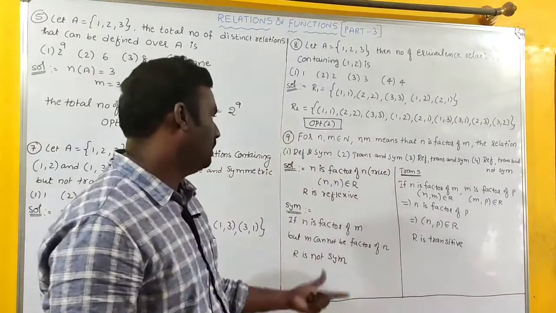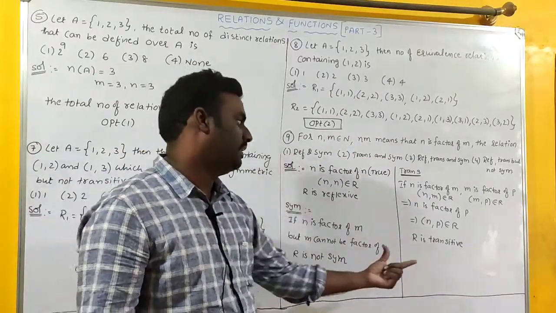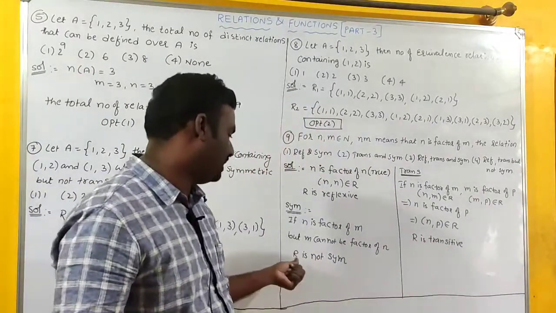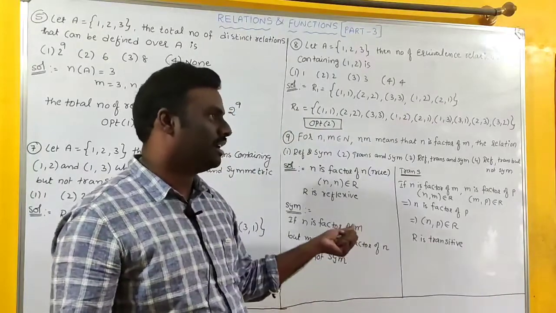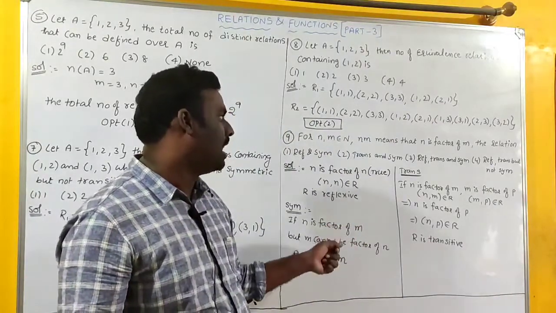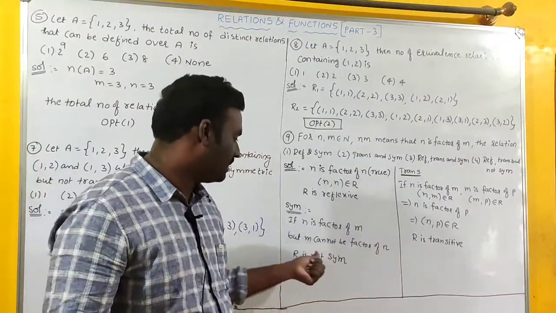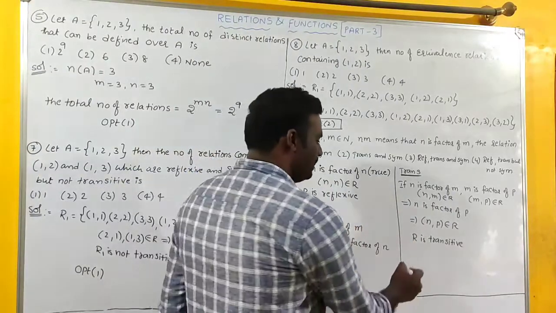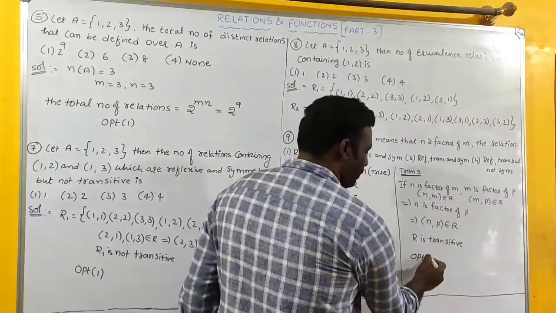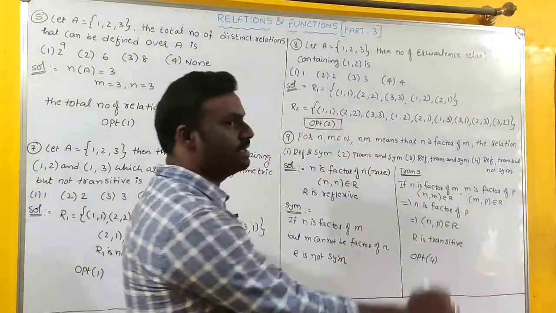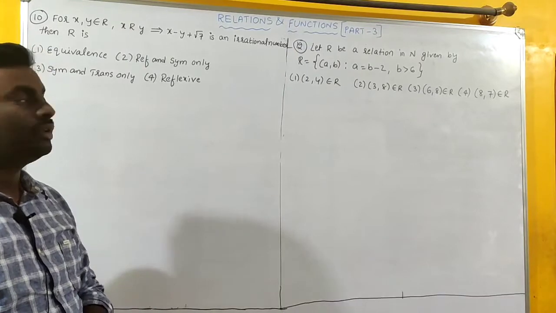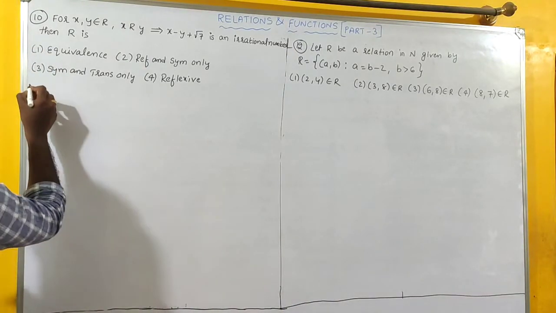Means reflexive possible, transitive possible, but symmetric is not possible. Therefore, R is reflexive, transitive, but not symmetric. That is nothing but option 4 is the correct answer. Okay, next question, 10th question.